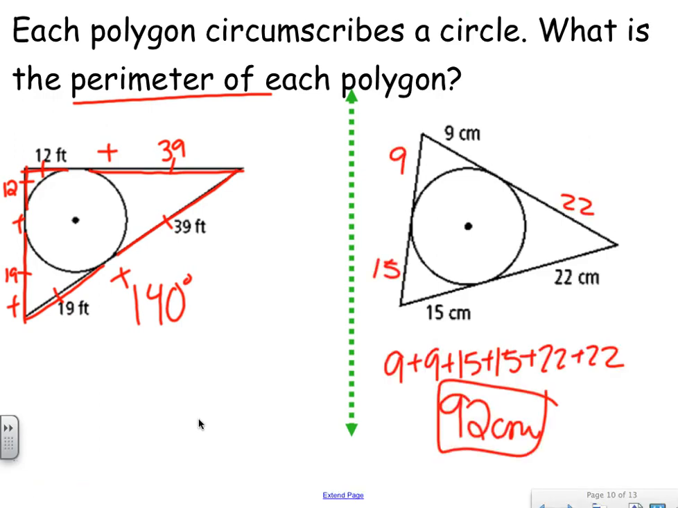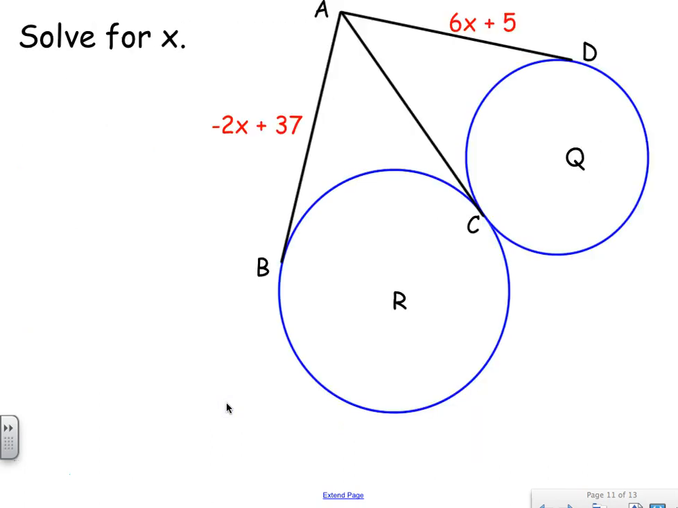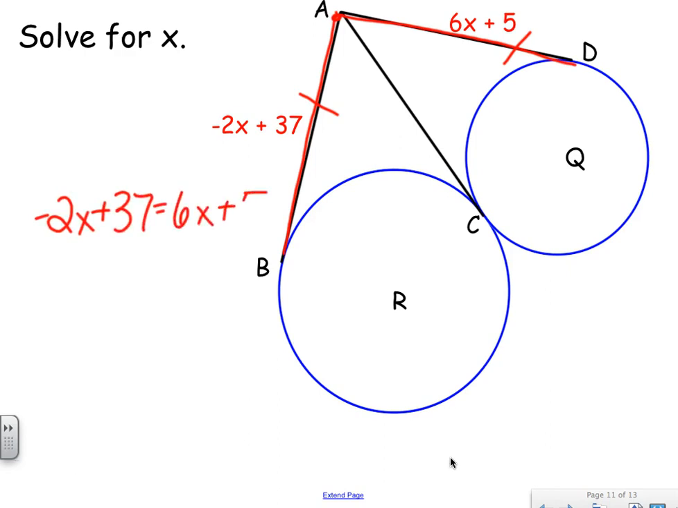When you double the 9s, double the 15s, and double the 22s, you should have gotten 92 for the perimeter of this second shape. Okay? Alright, two more problems. Solve for x. So you've got two circles, you've got several tangent lines, and I need to solve for x. So if I have two tangent lines that meet outside of the circle, I know this side is the same as this side, so I'm going to set up an equation to make them congruent. So 2x plus 37 should equal 6x plus 5.